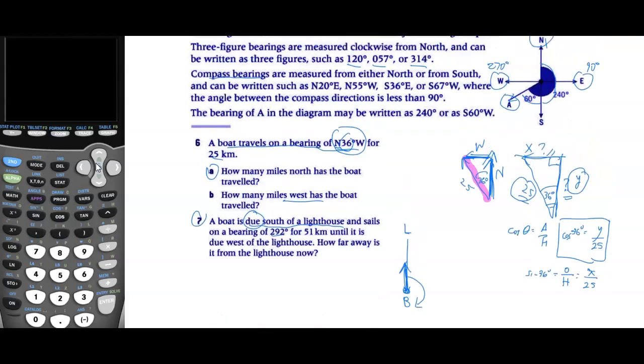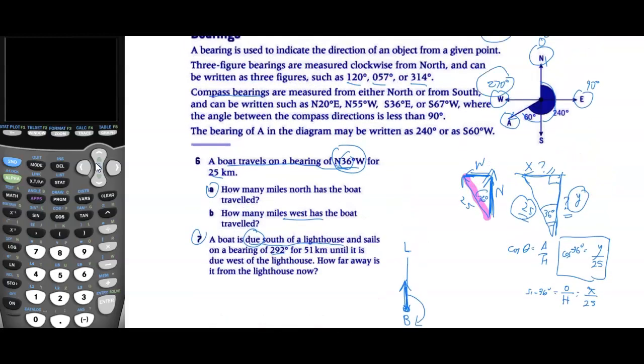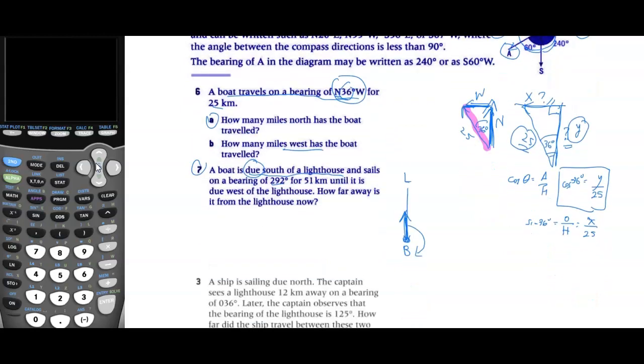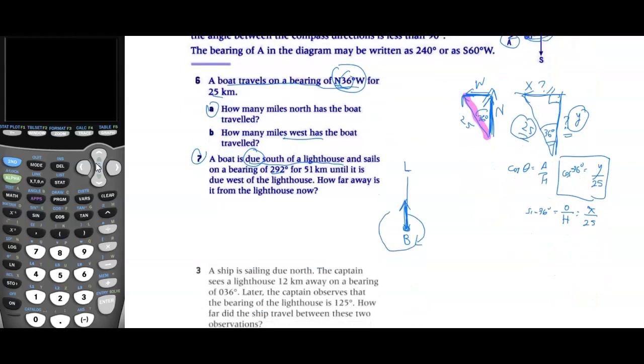Well, remember, this is 270. So 292 degrees is even farther than 270. So you're going to be kind of in this quadrant over here, right? So it would be kind of looking like this. I'm going to draw this with a red pen. So let's say that this is 292 degrees, and we went for a distance of 51 kilometers, okay?